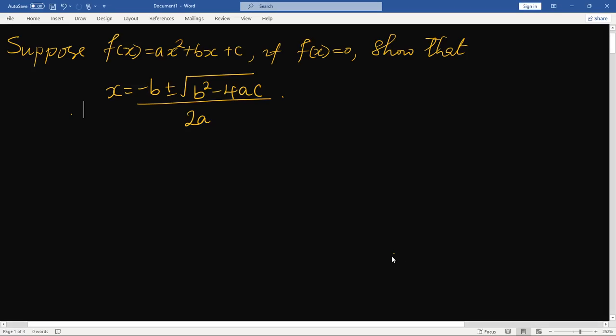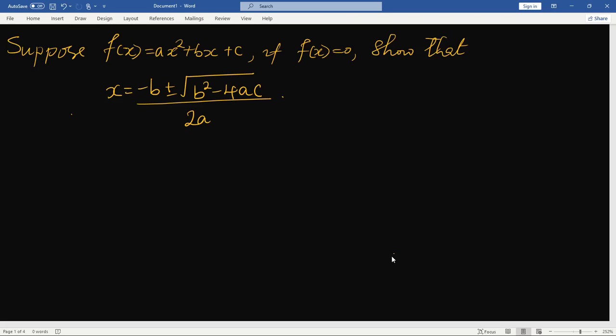So we have this question here. Suppose f of x is equal to ax squared plus bx plus c. Then if f of x is equal to 0, show that x is equal to negative b plus or minus the root of b squared minus 4ac, then everything divided by 2a.